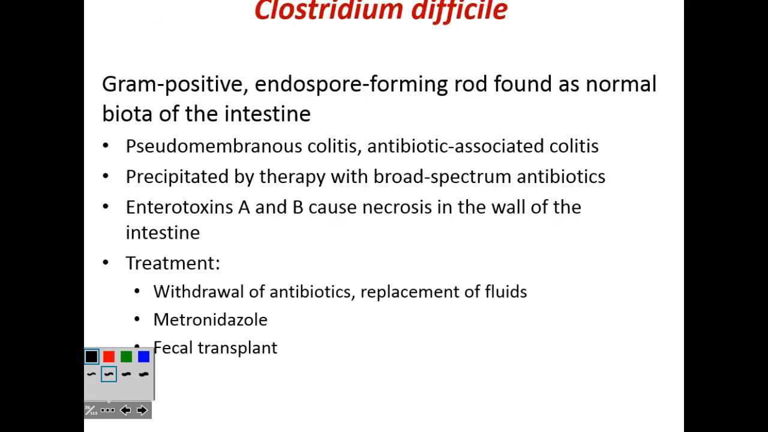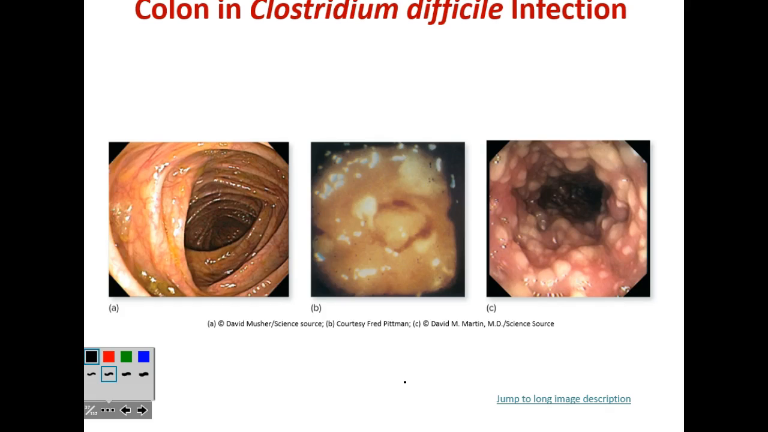Clostridium difficile, a gram-positive, endospore-forming rod found as normal biota of the intestine. So, is there normal biota in the intestine? Yes. How many different species? Hundreds. The treatment is withdrawal of antibiotics, replacement of fluids, metronidazole, and a fecal transplant. A fecal transplant? What's that? This is how your colon looks in Clostridium difficile infection.